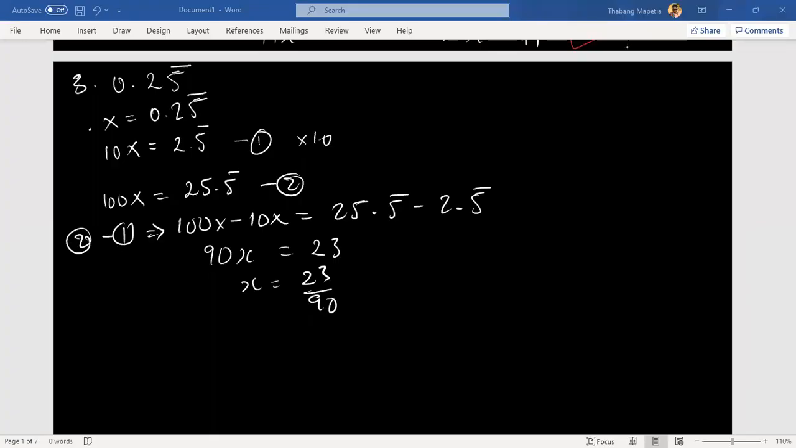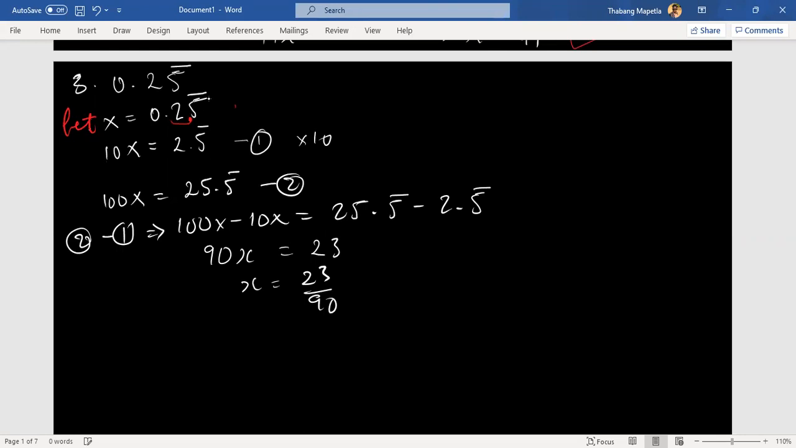For this example, we have 0.25 bar. Only 5 is under the bar. When only 5 is under the bar, remember, first step, you let x be whatever we have in the question. Then our major aim is to have this decimal close to the set which is repeating. We want it to come here. So for it to come there, we multiply both sides by 10.